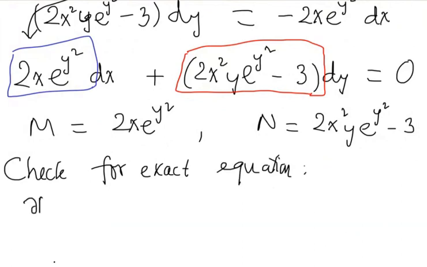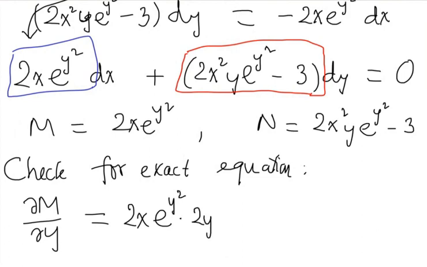We need to look for partial M, partial y. Taking the derivative of this in terms of y, and we keep x as a constant, we need to use the chain rule here. With x as a constant, we have the derivative of e to the y squared in the variable y. So by the chain rule, we have e to the y squared times 2y.